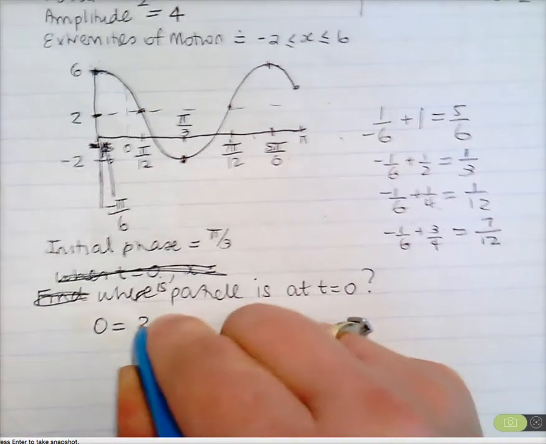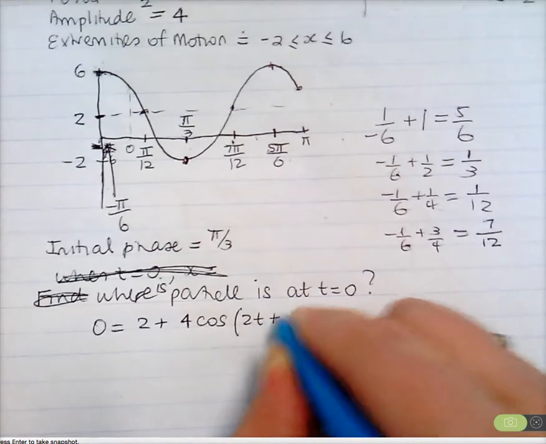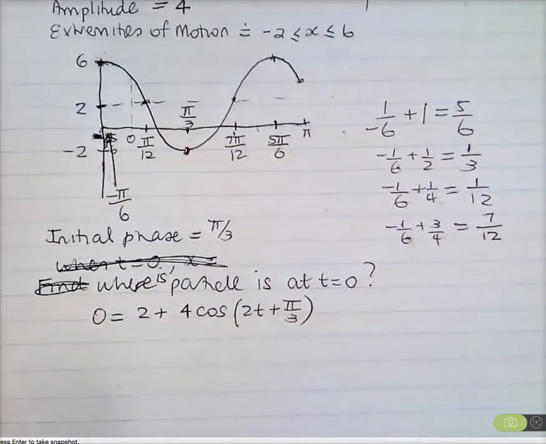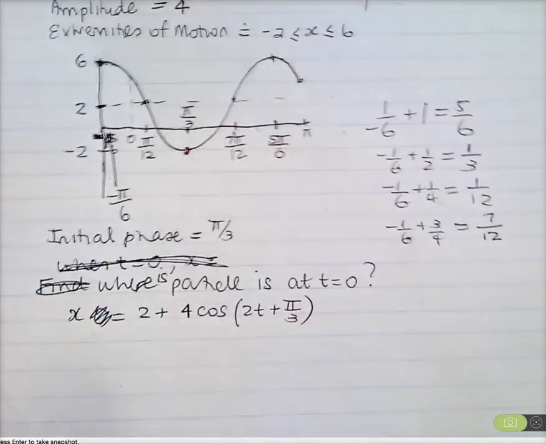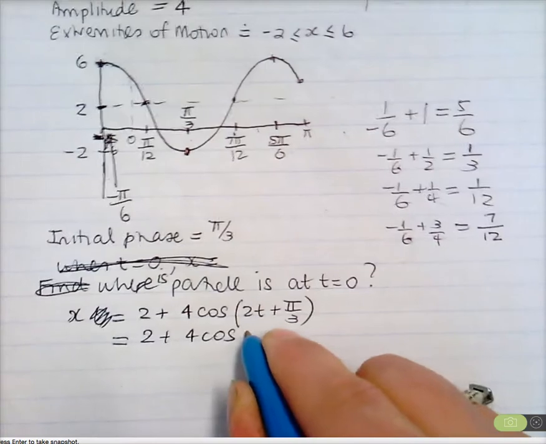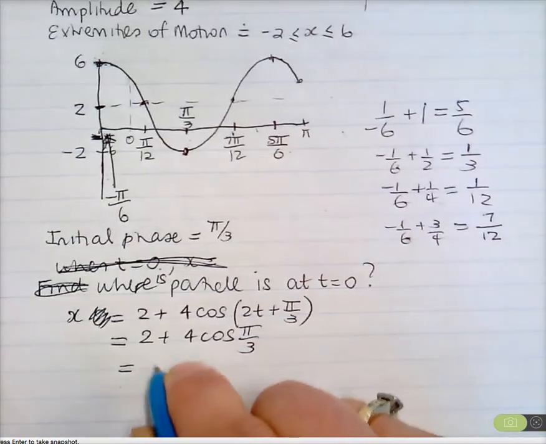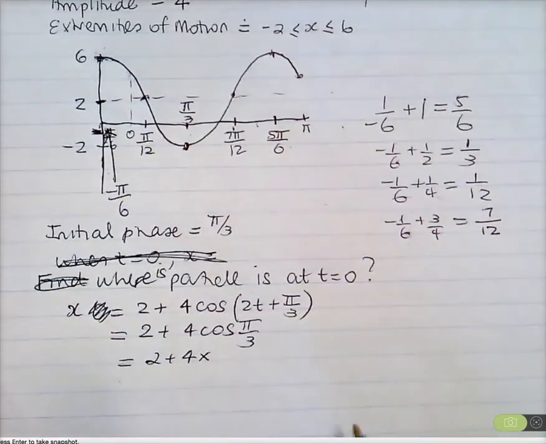We get x equals 2 plus 4 cos of 2t plus pi on 3. I probably should have done it this way when I sketched it. Thank you. Thanks, girls. So, where is it? 2 plus 4 cos... what? Pi on 3, thank you. And I'm sorry about the mistake. 2 plus 4 times, what's cos of 60? A half.